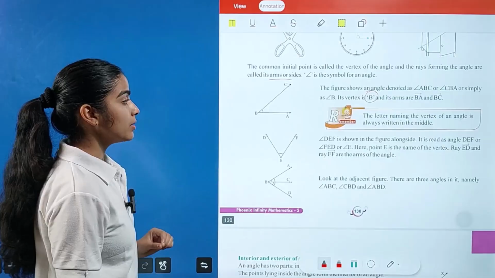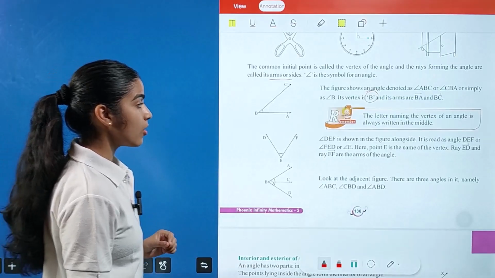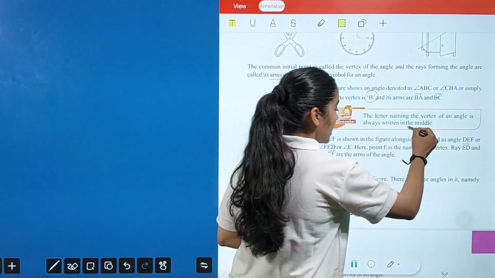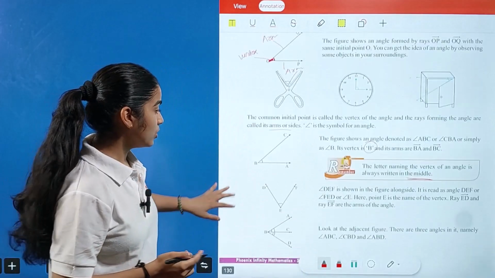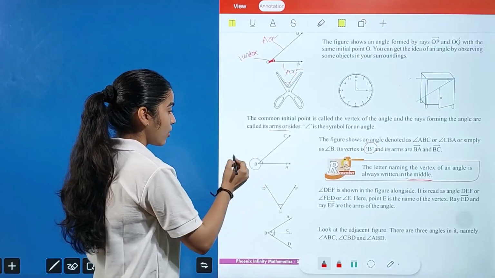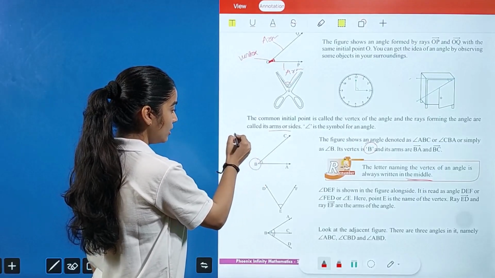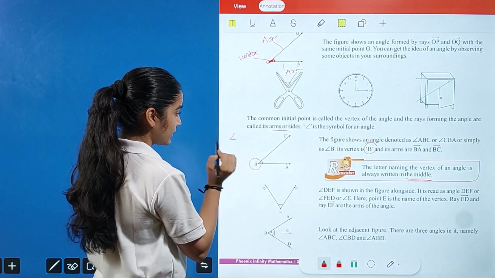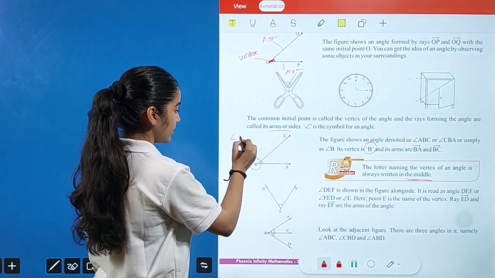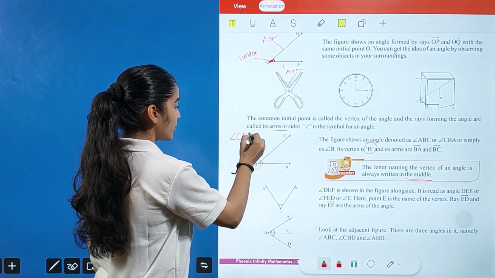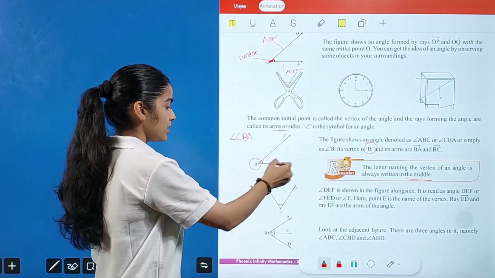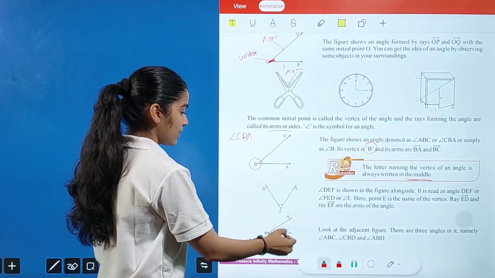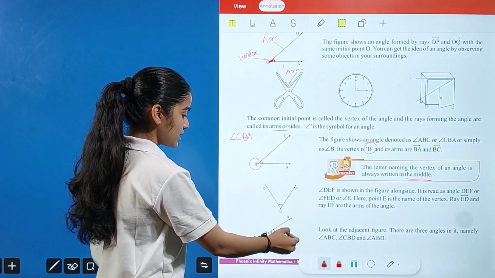Now the letter naming the vertex of an angle is always written in the middle. Whenever you have to label an angle, the vertex should always be there. First we make a small angle sign like this, then CBA. Your vertex should always be in the middle of your rays. For example, CBA, DEF, ABC, CBD.